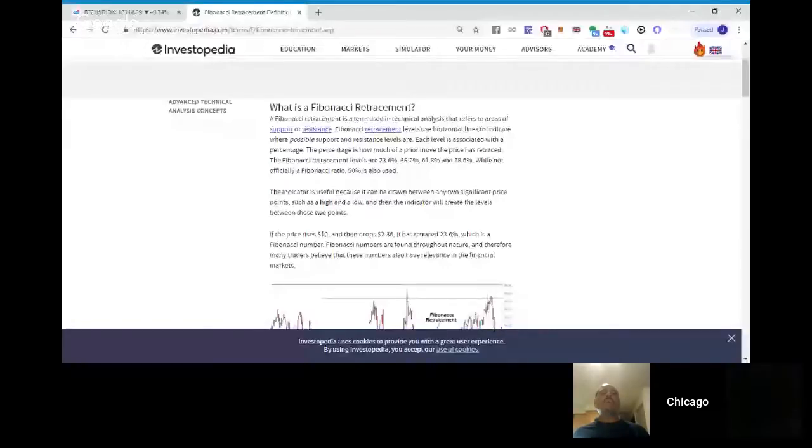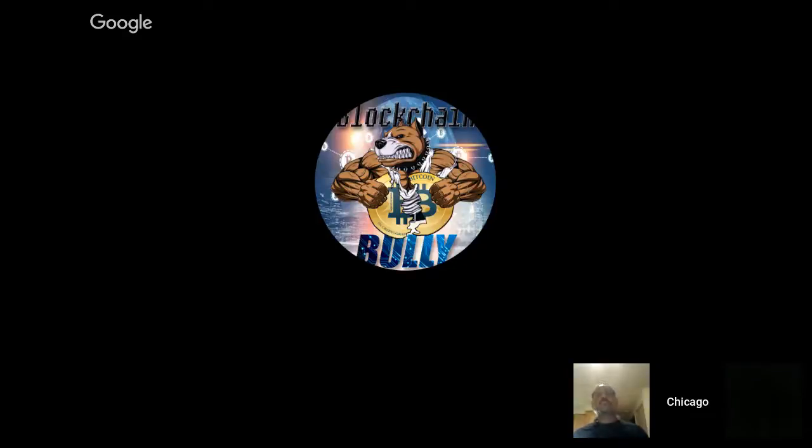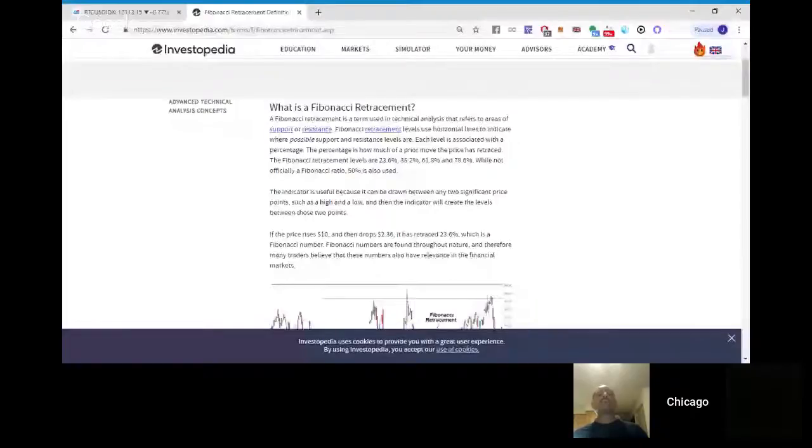All right. Fibonacci retracement, once again, is a term used in technical analysis that refers to areas of support or resistance. Fibonacci retracement levels use horizontal lines to indicate where possible support and resistance levels are. Each level is associated with a percentage. The percentage is how much of the prior price move has retraced. The Fibonacci retracement levels are 23.6, 38.2, 61.8, and 78.6.